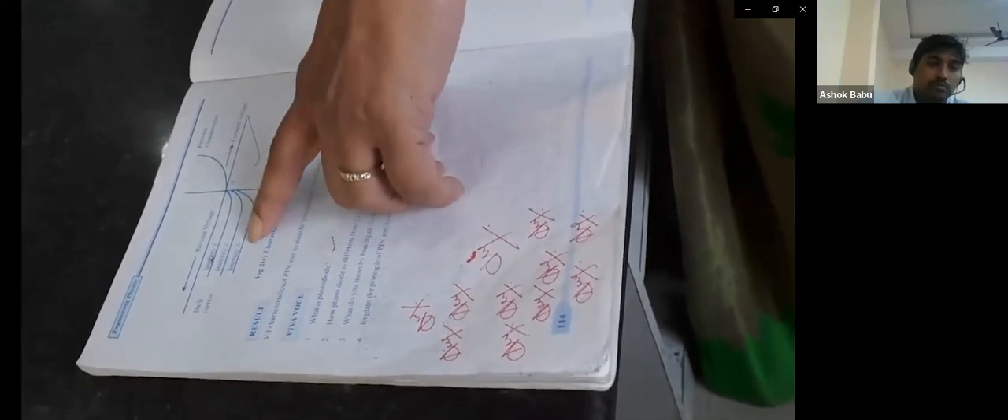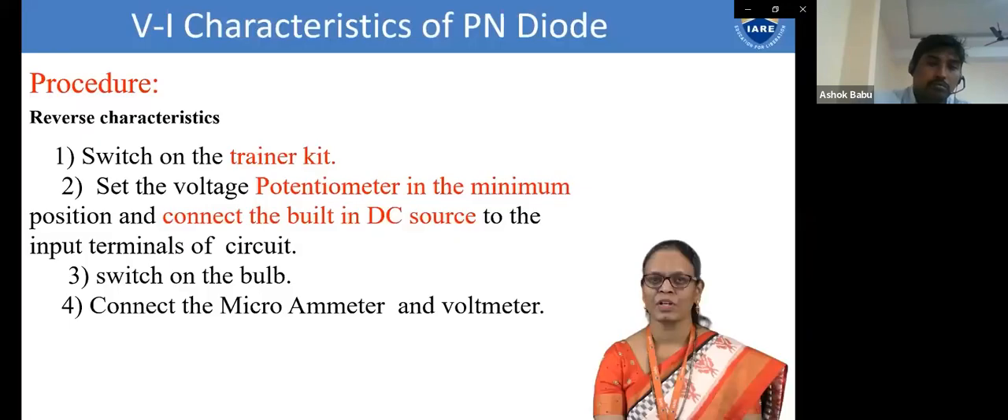So after increasing the intensity, the second intensity and also the third intensity. So what we are studying here is the VI characteristics for different intensity of light, and what we conclude here is as the voltage increases, the current increases, and with the intensity of light, the photocurrent increases.